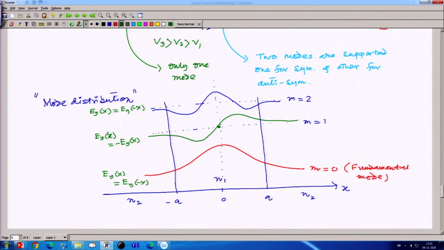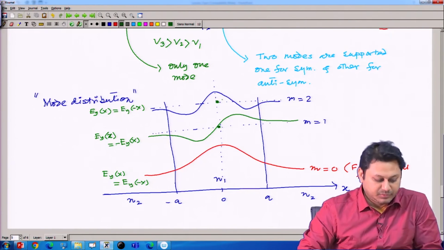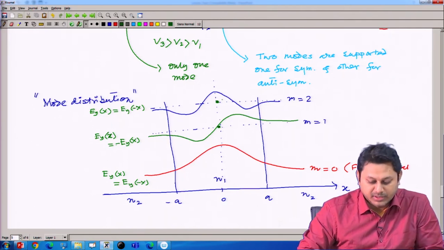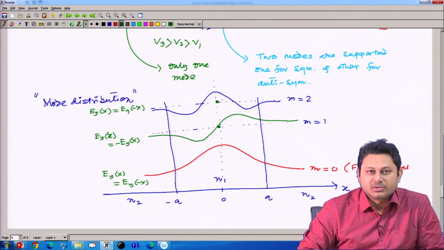With this I should conclude my class here, and in the next class we will try to understand this mode distribution with another parameter called the B parameter, and how one can map all the modes that will be discussed.